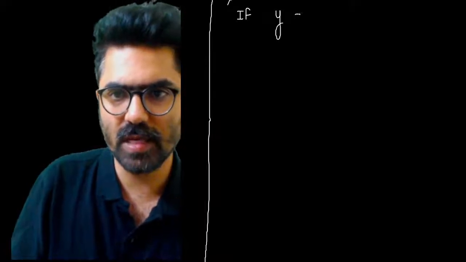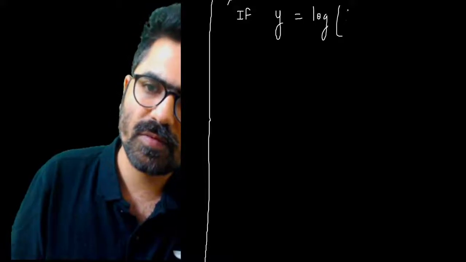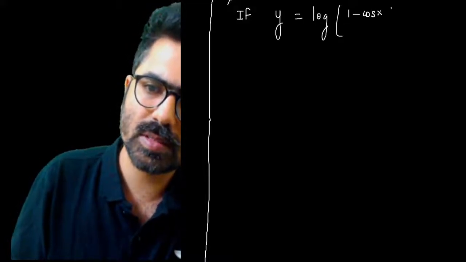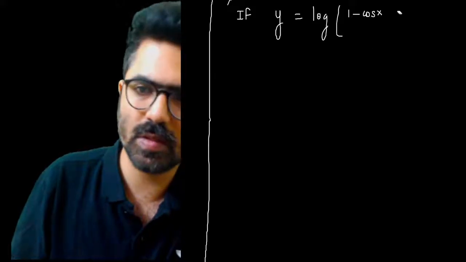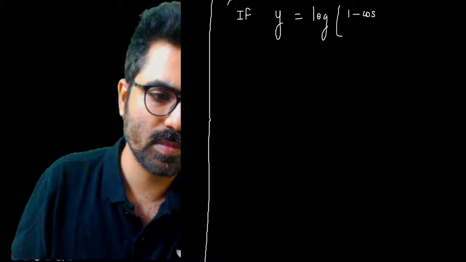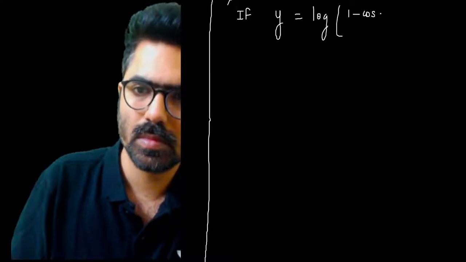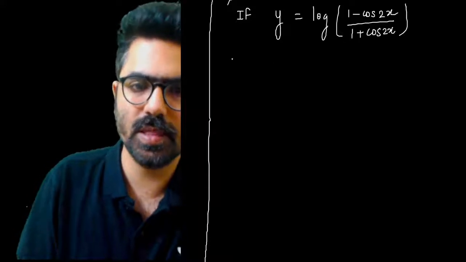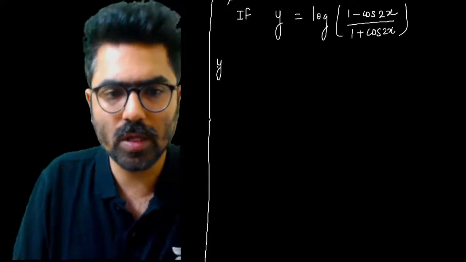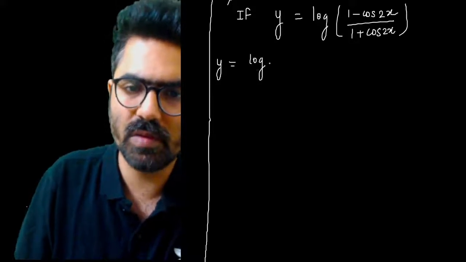If y is equal to log of 1 minus cos x upon 1 plus cos x, instead of cos x we'll write cos 2x. Okay, now here, before applying the log property and all, we'll try to simplify this formula, or simplify the y.